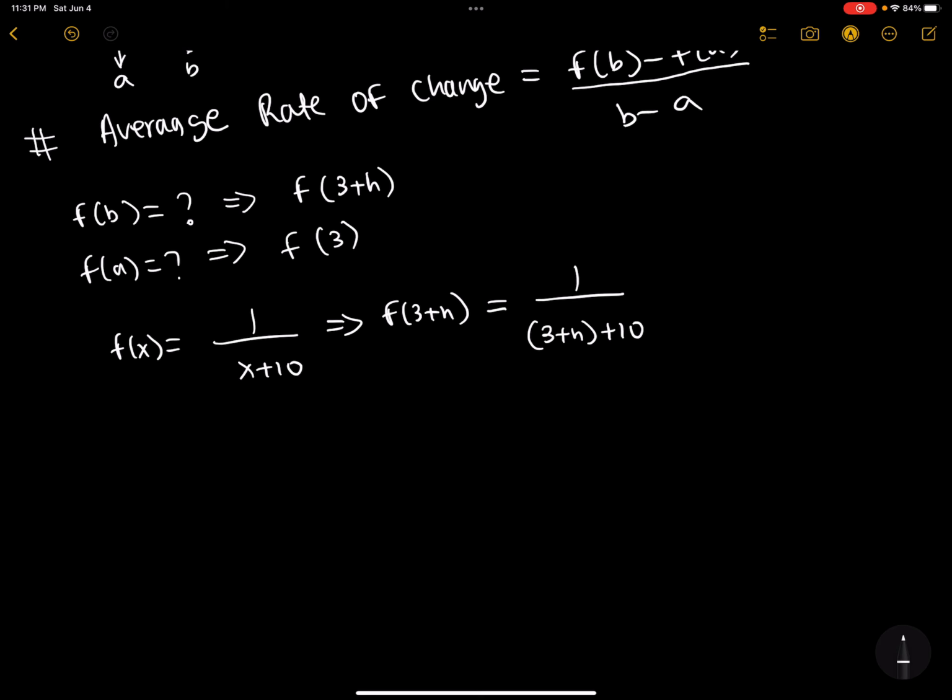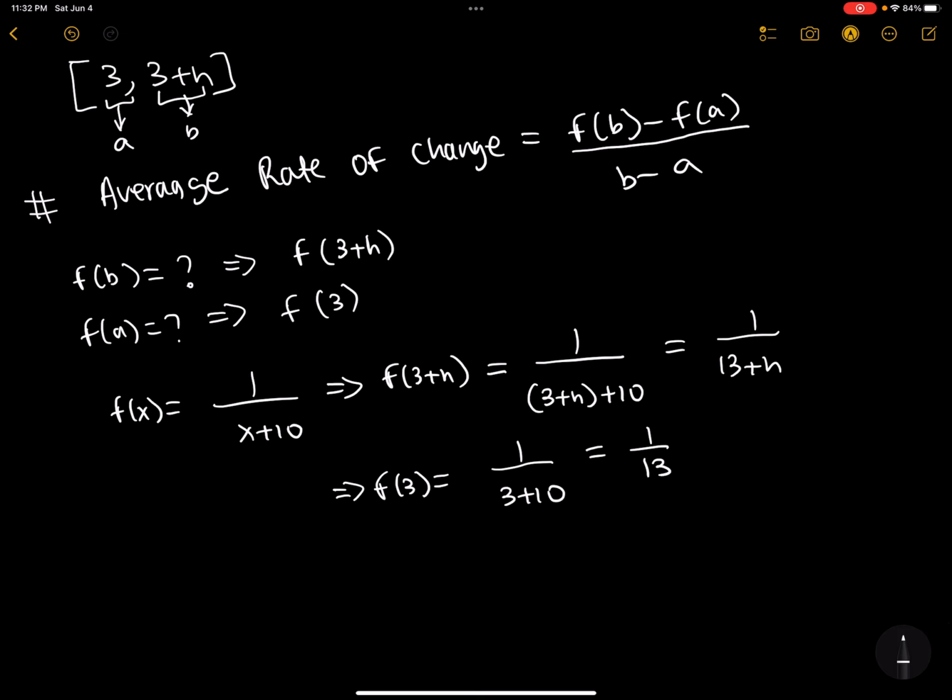Okay, now let's figure out f of 3. Well, f of 3 is just, wherever I see x, I replace it with 3. So it'll be 1 over 3 plus 10. Cool. Now the first one simplifies to 1 over 13 plus h, because 10 plus 3 is 13, and then you cannot add h with a number, right? The second one simplifies to 1 over 13. That's pretty much it. And we'll use this average rate of change formula to figure out the answer.